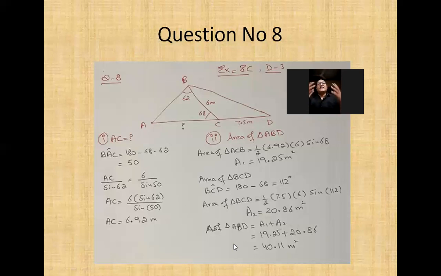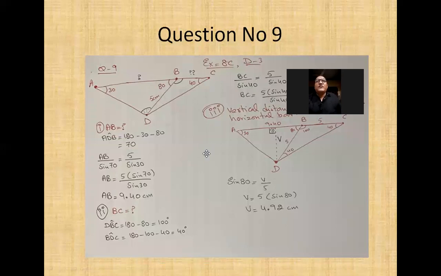So you see, this is how we have used the sine rule and the formula for the area of the triangle if the two sides and the included angle between those two sides is given. So this is how you solve question number 8 in exercise 8C. Hopefully this question is clear to you.